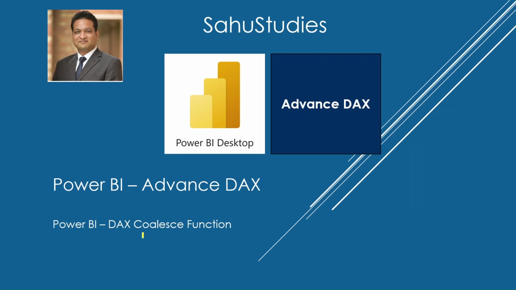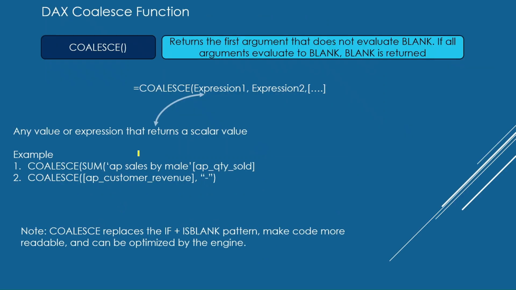In this video, we are going to discuss the Coalesce function in Power BI. So what does the Coalesce function do? The Coalesce function returns the first argument that does not evaluate to blank. If all arguments evaluate to blank, then blank is returned.